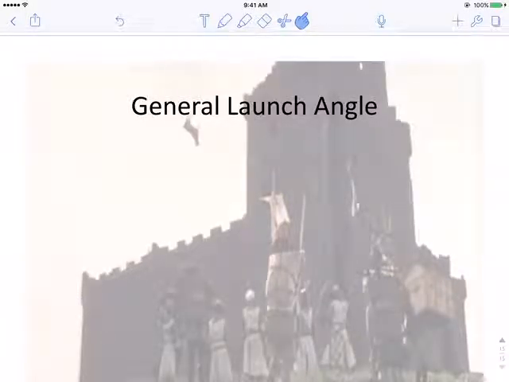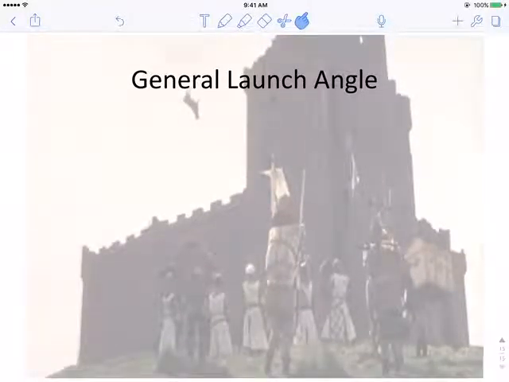Alright, so for the next video, what we're going to do is just take a look at a projectile problem in general, not a special situation, just you need to figure some stuff out and how you would go about doing that. So I'm just referring to this as a general launch angle. So let's set up the situation here.